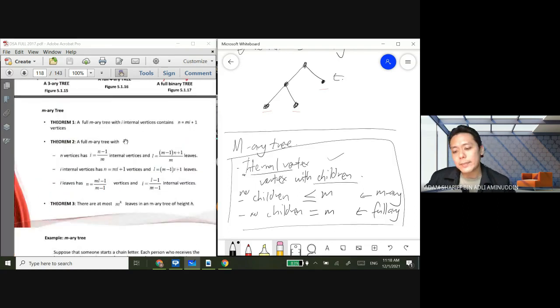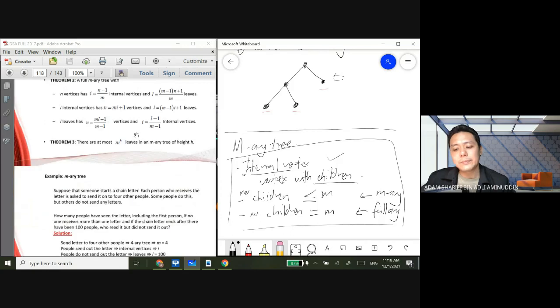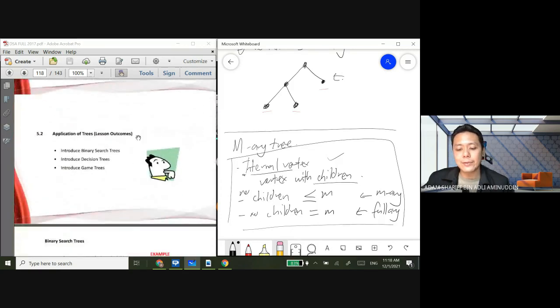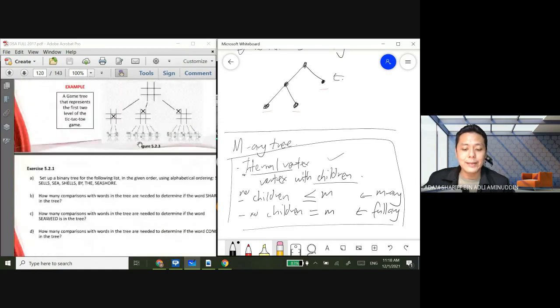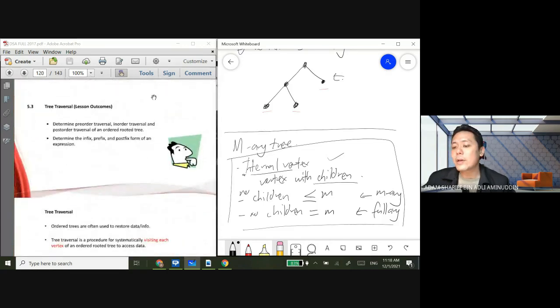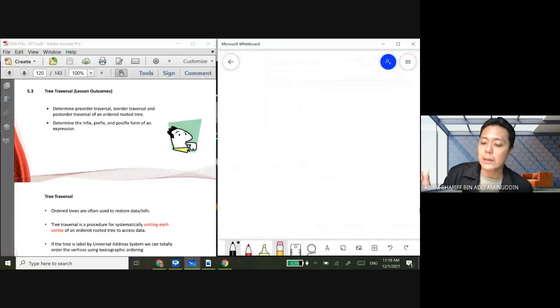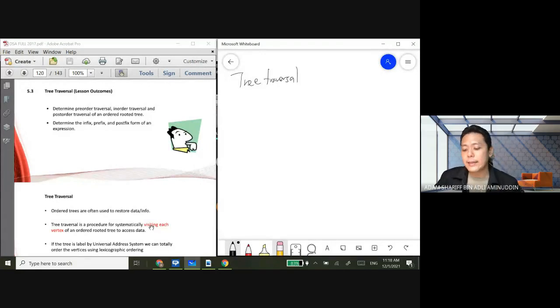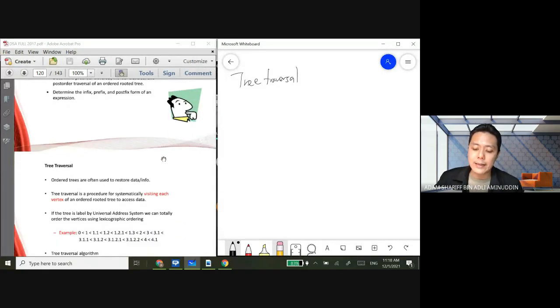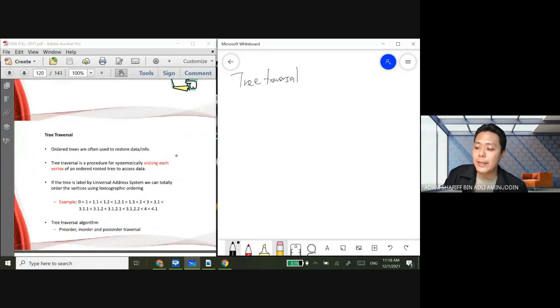Okay, yang ni tak perlu hafal teorem ni. Dia tak menarik untuk ditanya, kecuali yang ni. Saya nak fokus dulu kepada tree traversal. Tree traversal is how we organize the data. Kita nak represent the data. We have tree, the pre-order, in order, and also post-order.